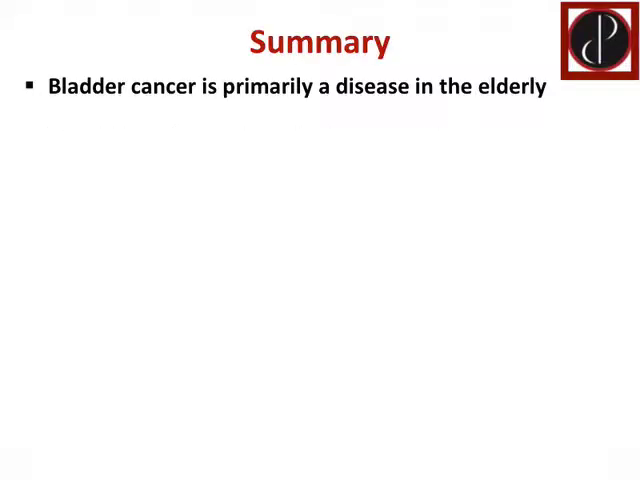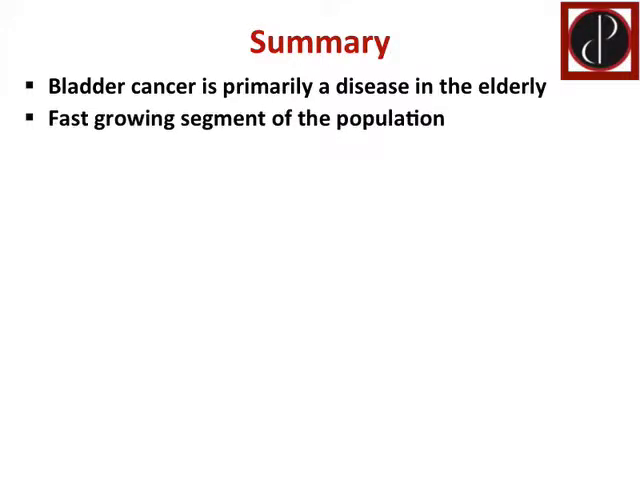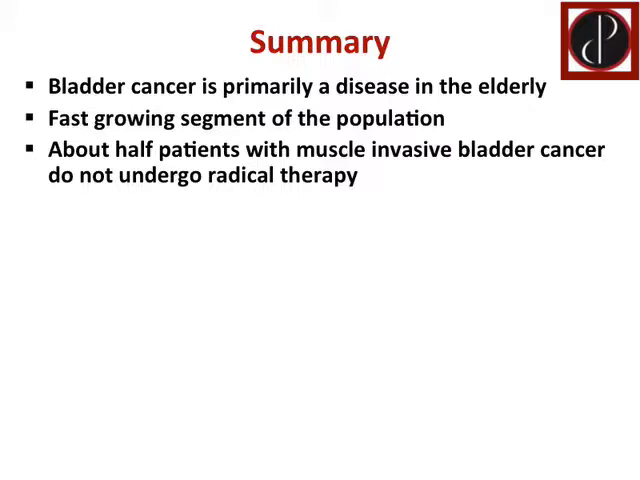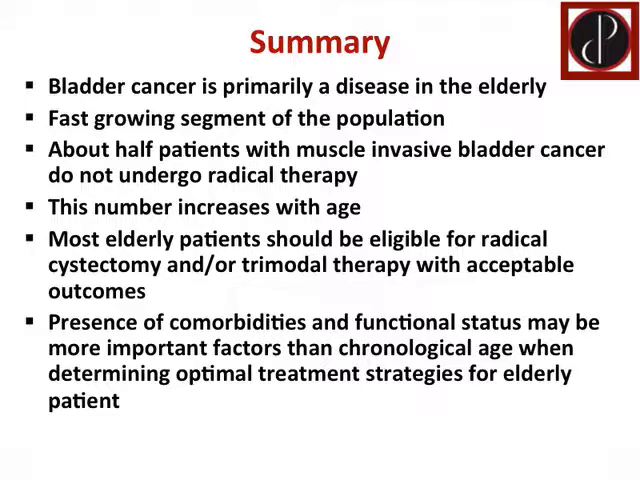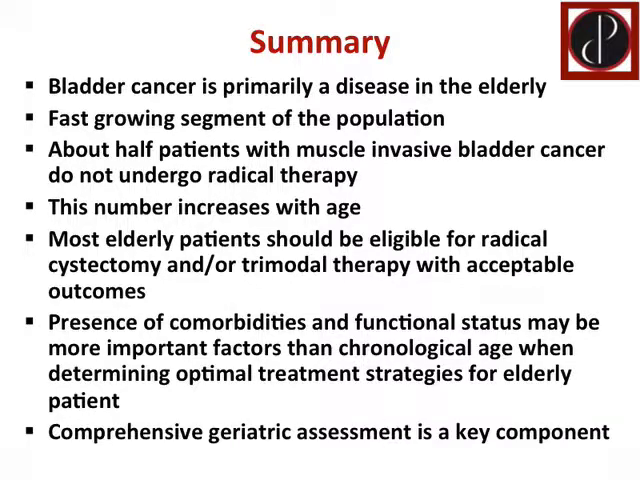So in summary, bladder cancer is primarily a disease in the elderly. Fast-growing segment of population is a fact. About half of patients with muscle-invasive bladder cancer do not undergo radical therapy. This number increases with age. Most elderly patients should be eligible for radical cystectomy or trimodal therapy with acceptable outcomes. Presence of comorbidities and functional status may be more important factors than chronological age when determining optimal treatment strategies for elderly patients, and comprehensive geriatric assessment is a key point.